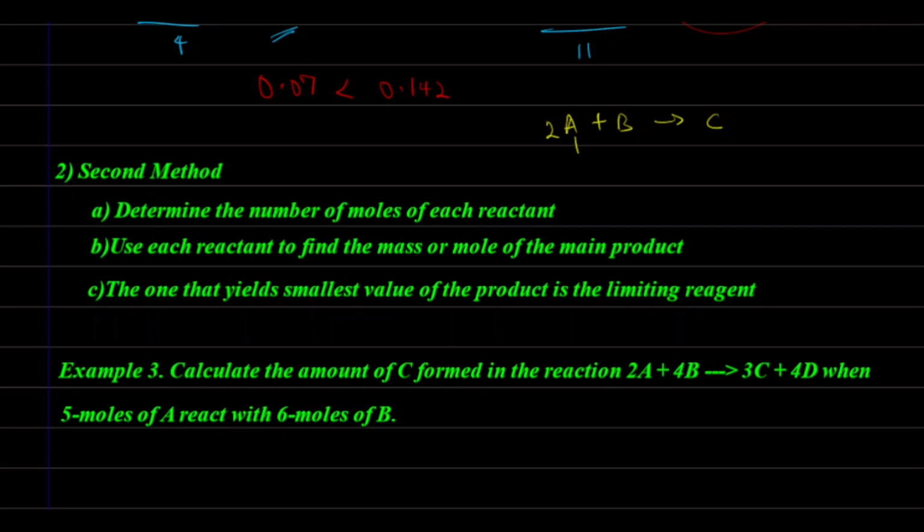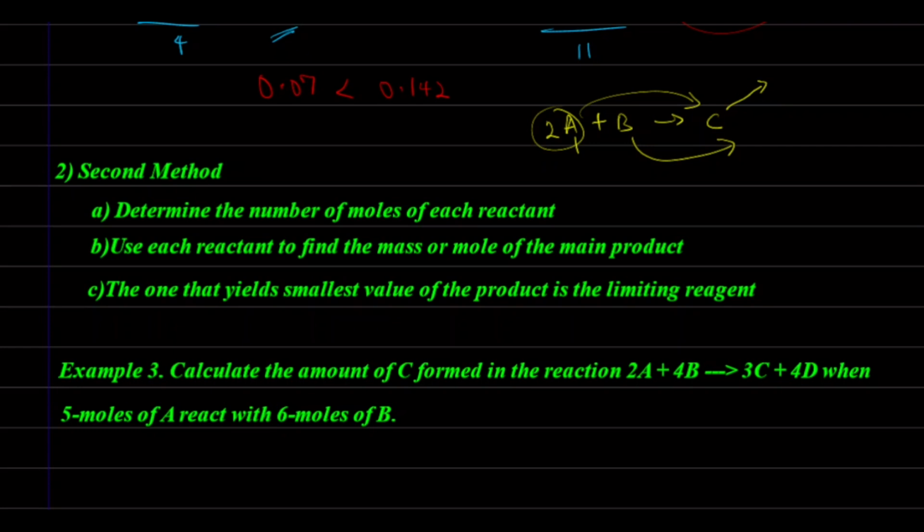Here we are going to compare A with respect to C. We also compare B with respect to what? C. So the one that provides the lowest value of the product is the limiting reagent. That is the second method. So in the second method, step B says use each reactant to find the mass or mole of the product. Then the one that yields the smallest value of the product is the limiting reagent.